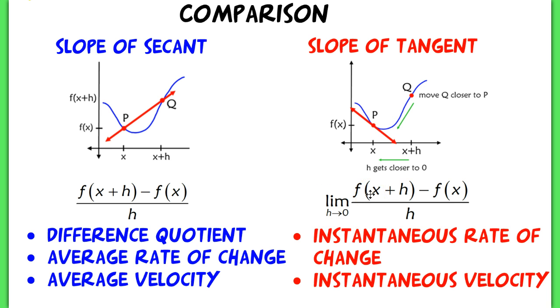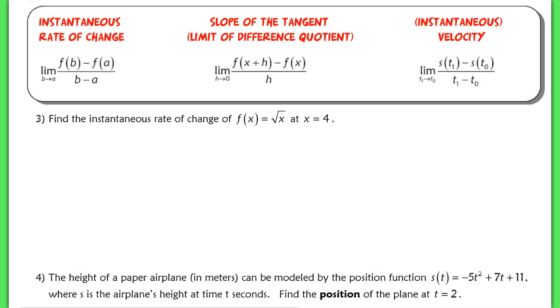We call that also the instantaneous rate of change or the instantaneous velocity. So you're finding a specific rate of change or velocity at a specific point. All right, so let's return back to our note sheet now. We're going to do a couple of practice problems. But as you can see, I've summarized all of the different forms of the slope of a tangent line.